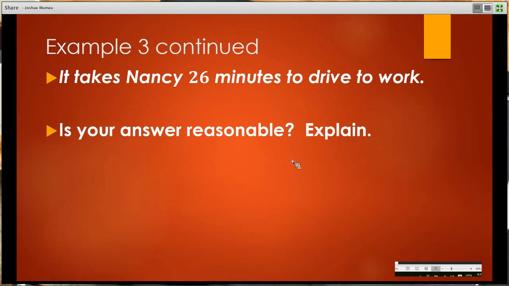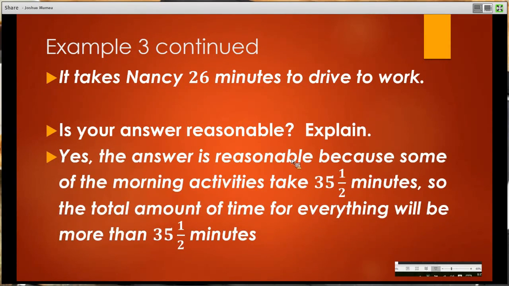Is your answer reasonable? Explain. Yes, it is reasonable. Why? Because some of the morning activities take 35.5 minutes, so the total amount of time for everything will be more than 35.5 minutes.